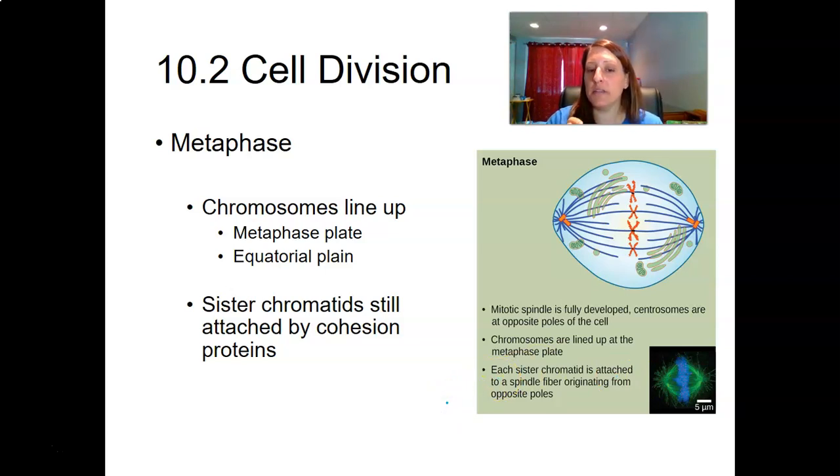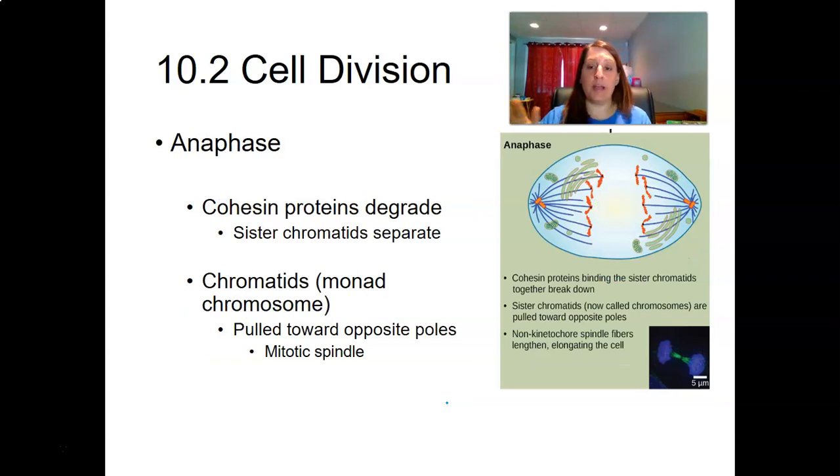Okay. Notice how the sister chromatids are still attached to each other at the centromere. Okay, so now we're going to move from them lining up to now sister chromatids are going to be pulled apart. And so those cohesin proteins that were holding them together, they're going to break down and allow those sister chromatids to be pulled in opposite directions.